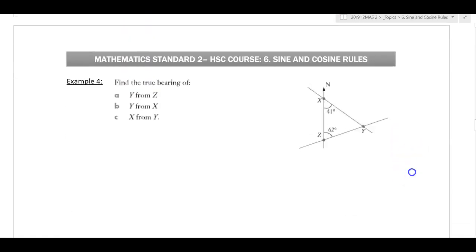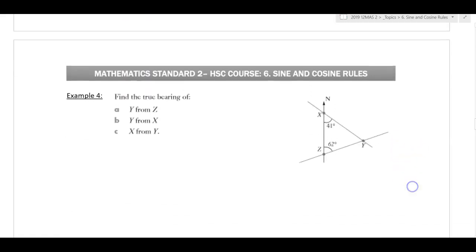Now, another example here before we wrap up. Find the true bearing, so a three-figure bearing, of Y from Z. So from Z, we've got a north arrow moving in a clockwise direction till we get to Y. Starting at Z, moving to Y, that's straightforward, 62 degrees. 062 we'll put to make it a three-figure bearing.